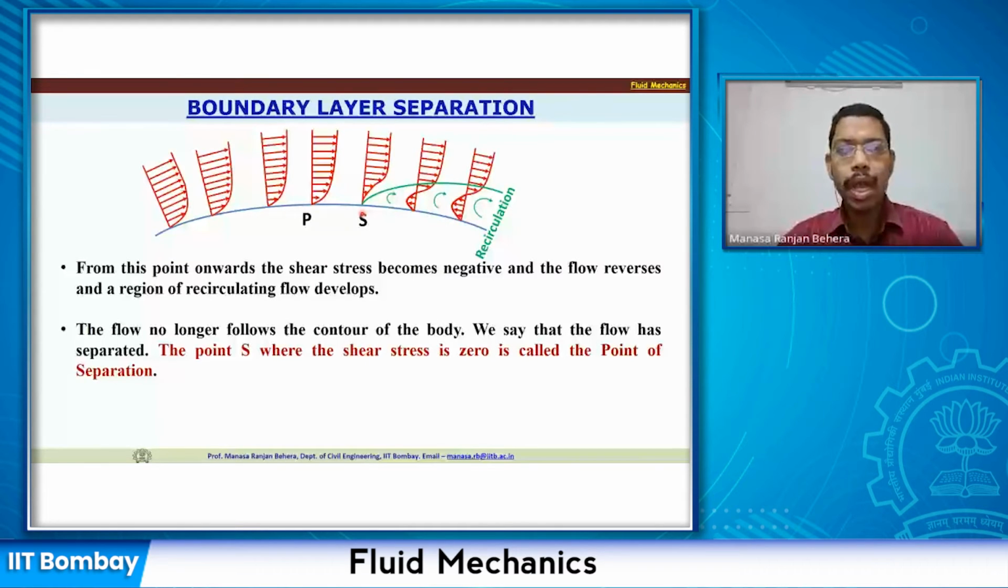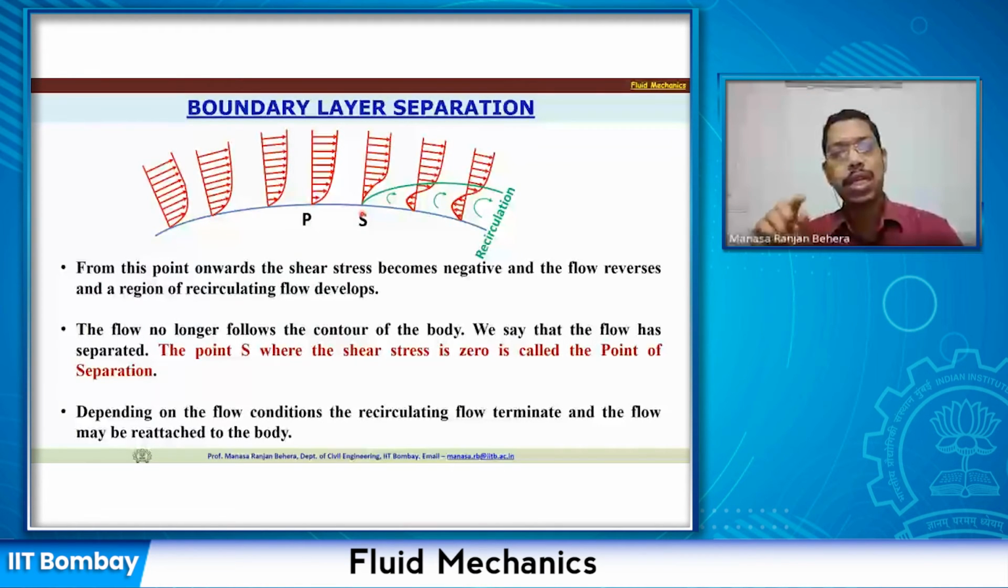Depending on the flow conditions, the recirculating flow dominates and the flow may be reattached to the body. Let us say the surface is a wavy surface, so it might detach at some point, and again because of the curvature the flow may reattach. It is all dependent upon the pressure gradient. If we have a favorable pressure gradient, then the flow will attach. If we have an adverse pressure gradient, at some point when the shear stress is going to be 0, the flow will detach. The moment the flow detaches, we have this recirculation which occurs within this zone.